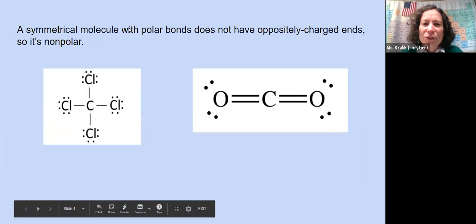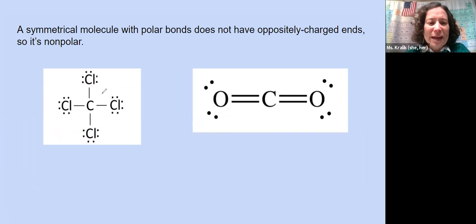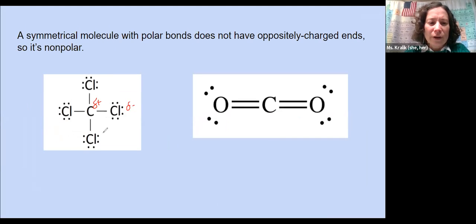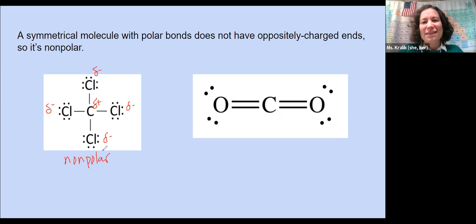Here we've got some molecules that are symmetrical. They're symmetrical all the way around. So if we do that same thing here, we say, okay, carbon is partially positive, chlorine is negative for all four of these chlorines. Does this molecule have a positive and negative end? Nope, it does not. It only has negative ends. Well, that's not polar. Polar means two opposite sides. So in this case, even though it has polar bonds, it is a non-polar molecule because it's symmetrical. All that polarity cancels out.